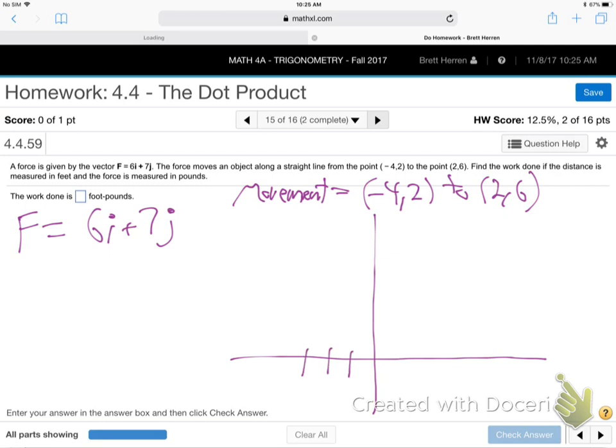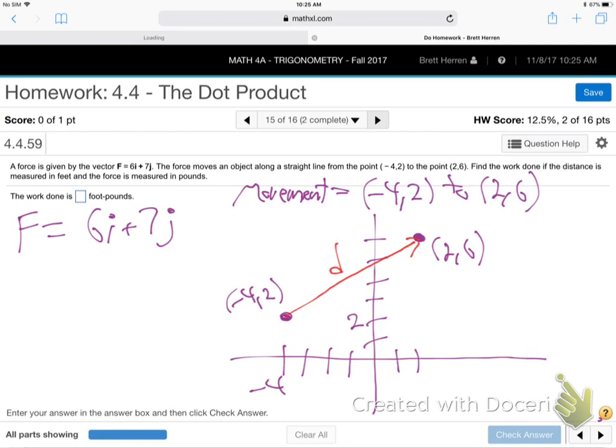So back 4, up 2. There's the first dot. It's going from there to the point over 6, up 6, isn't it? So here's the distance vector. Like that. So we've got to figure out the i and the j components of that distance vector.